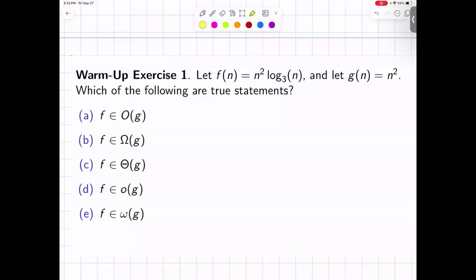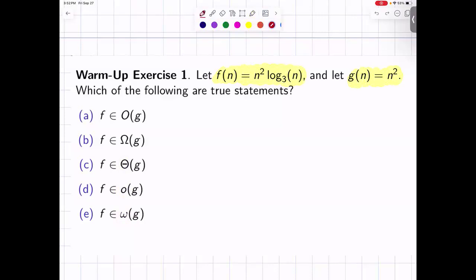And we're basing it on f of n being n squared times log base 3 of n and g of n being n squared. So we haven't actually covered the definitions of each of these, which we will soon. But you'll basically trust me for now in what those mean when you're going through these.